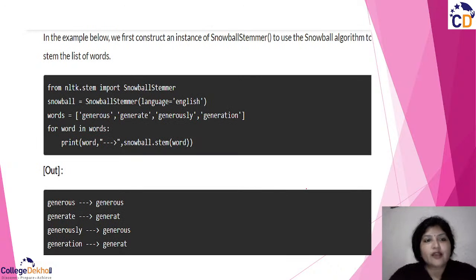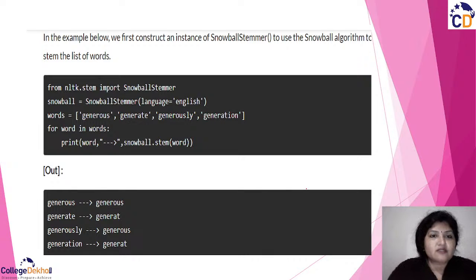Again, you have taken a list of words about generosity, generation, generate, generous or generously. You might have an adverb, an adjective, any number of words, and let us see whether the Snowball stemmer is going to perform it or not.